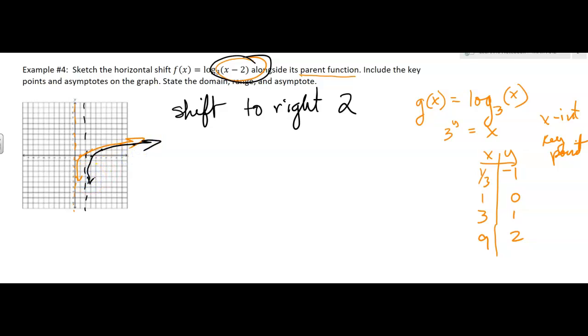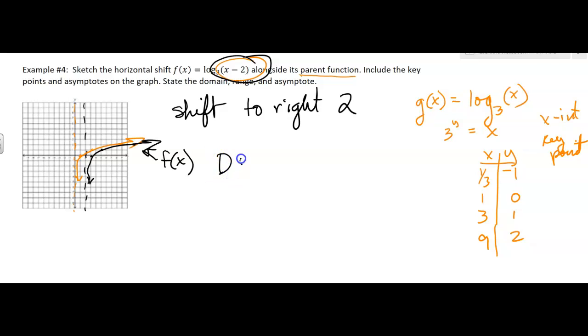And the shape should look the same. I mean, it's just my drawing, but there we go. Okay, that's the function, and this is f of x. So we have graphed it alongside its parent function. Now we got to state the domain, range, and asymptote. That is just for f of x.